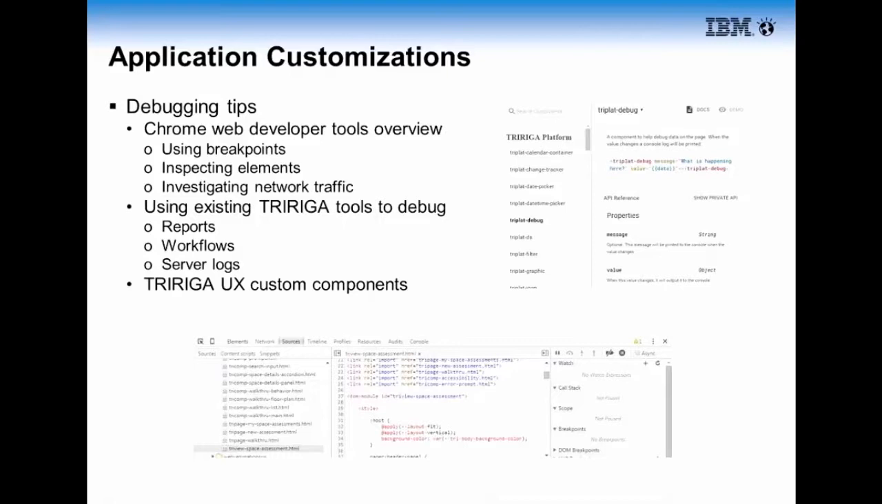I'll be going through that during my demo. And lastly, I'll also talk about TRIRIGA UX custom components. There are several in our library that's made by TRIRIGA that runs on top of Google Polymer. And there is documentation on this in TRIRIGA, so I'll point that out to you guys as well.